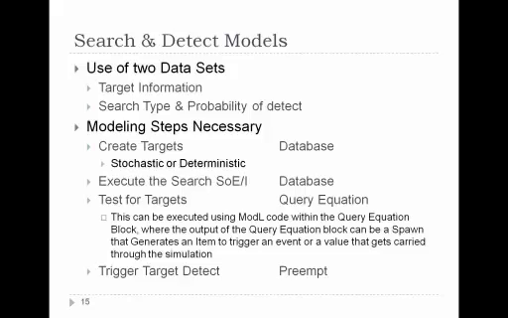One of the things that has to be done is test for target. If the search and the target are in the same space, does the search find the target? This is often developed using model code within the query equation block, where the output of the query equation block can be the spawn that generates an item that triggers an event, or a value that gets carried through the simulation. And then a triggering target can be used during the preempt of an activity.